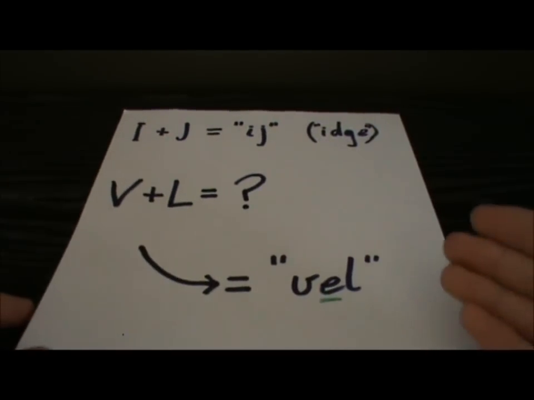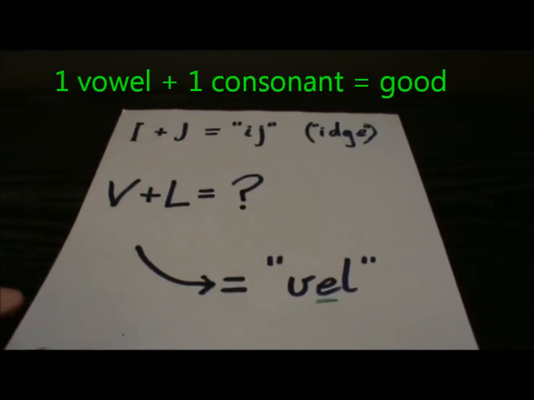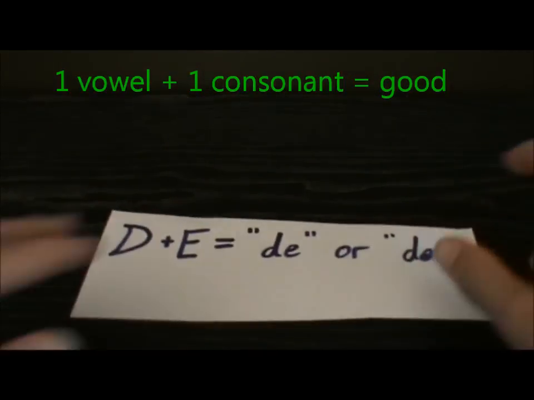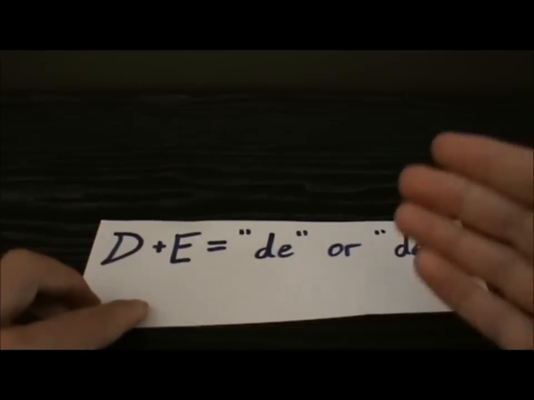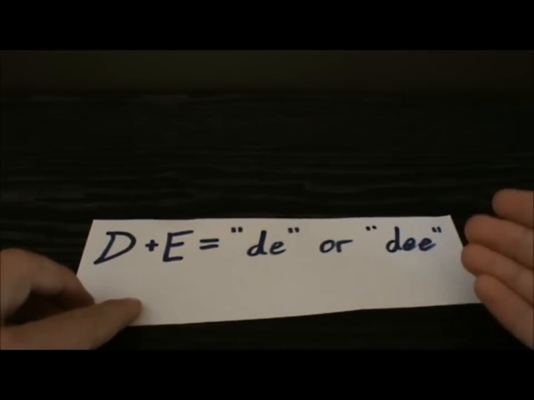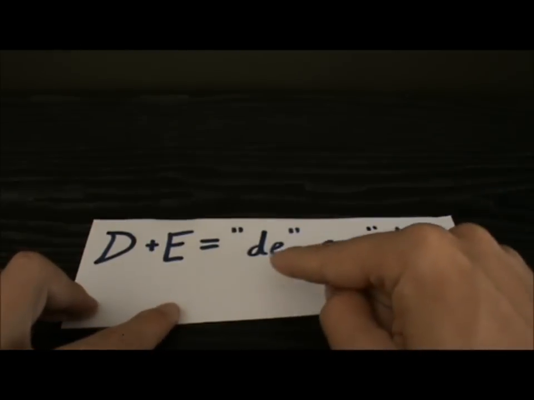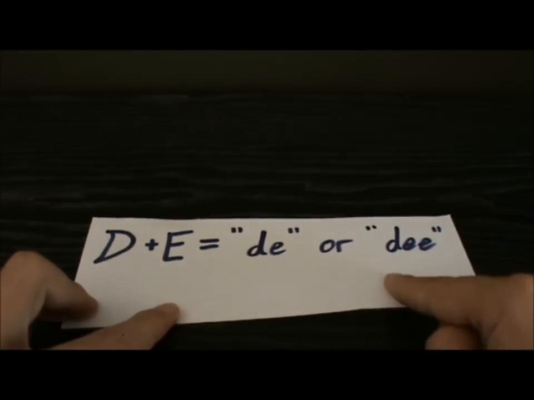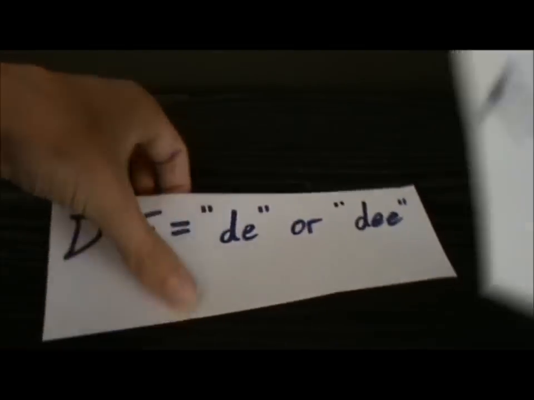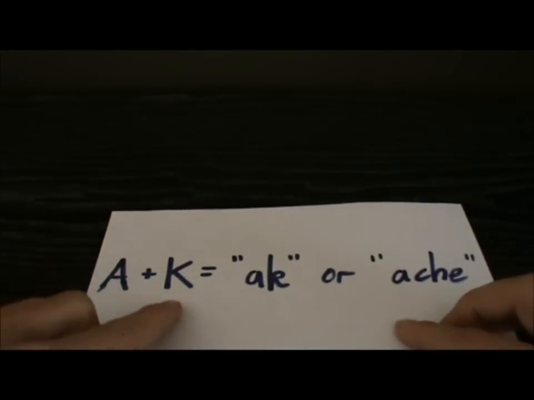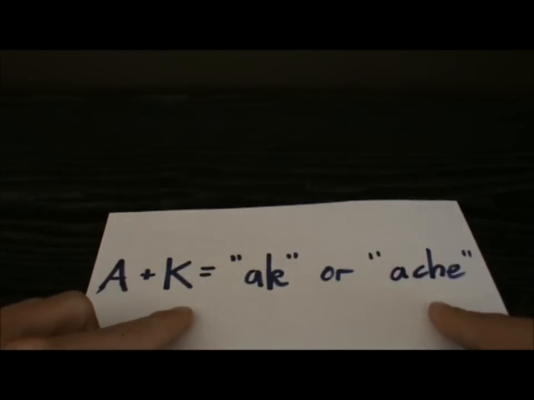If you have, however, 1 vowel and 1 consonant, you won't have to do that. Like this, for example, D's the consonant and E's the vowel. You will always be able to make a sound just using those 2 letters. So you could say that as "dee" or "ed". Another example of a consonant and a vowel is this. A and K, you could say that as "ak" or "ache".